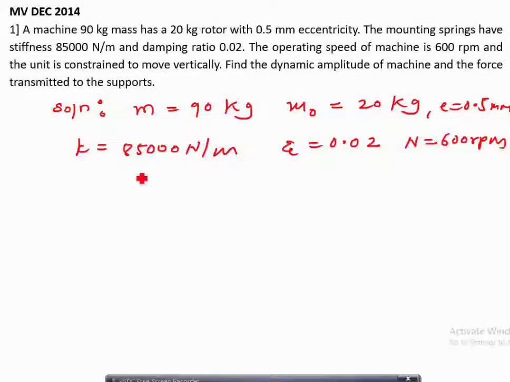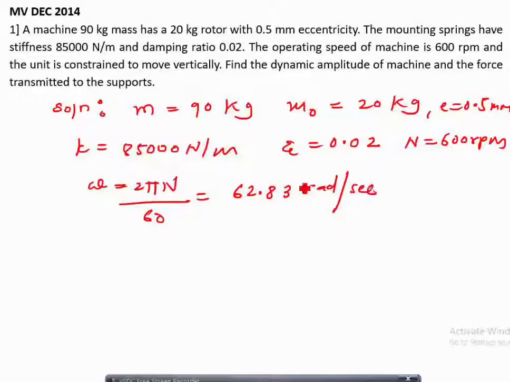Once the operating speed is given, you can easily find omega. So omega, the external exciting frequency, is equal to 2 pi N upon 60. So that becomes 62.83 radian per second. Now find the dynamic amplitude of the machine and the force transmitted to the foundation.